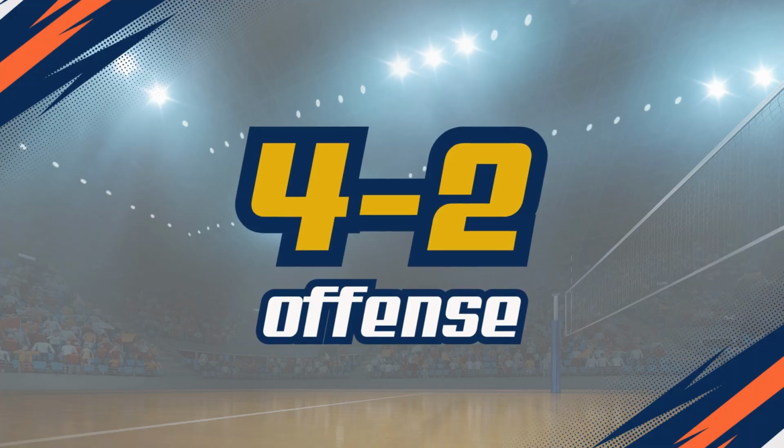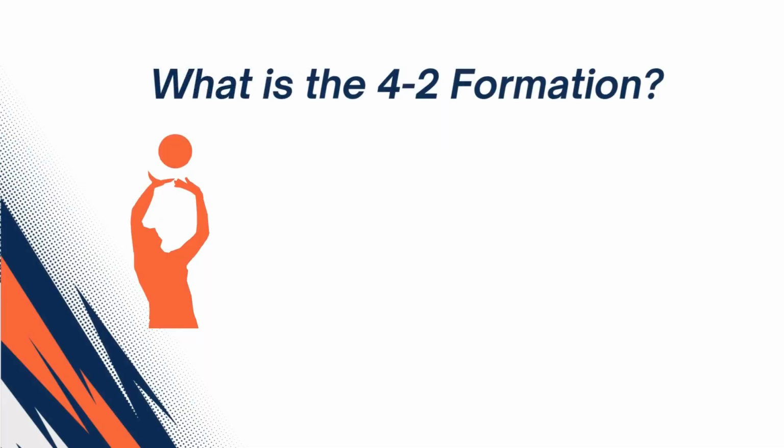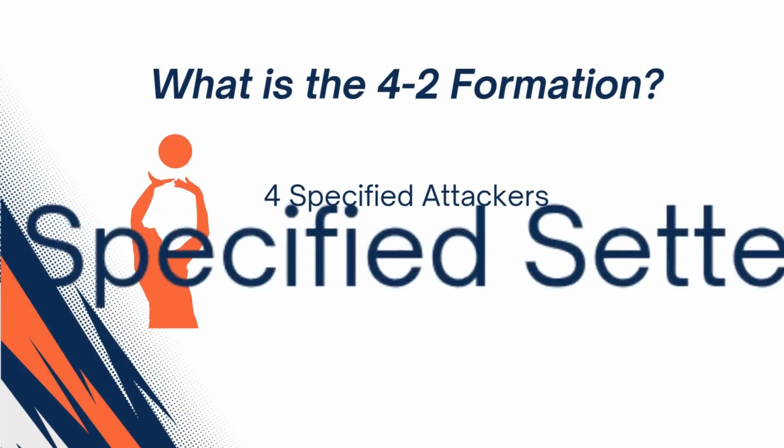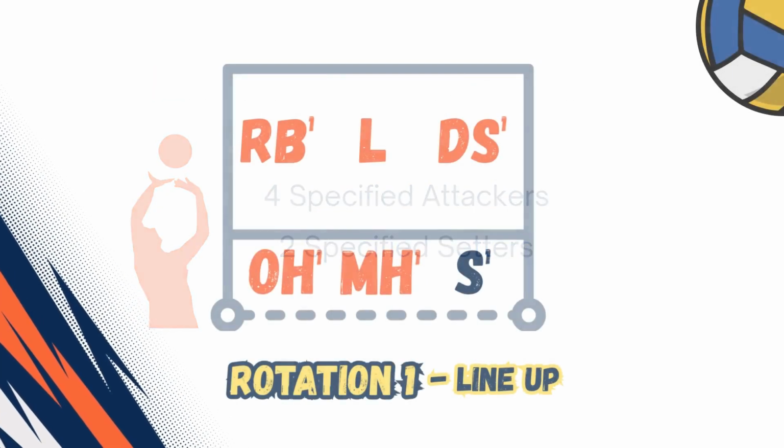Now let's take a look at the 4-2 volleyball offense scheme. So what is the 4-2 formation? The 4-2 formation is a unique and straightforward formation in volleyball. In this system, you'll have 4 specified attackers and 2 specified setters. The key distinction here is that 2 distinct setters will only set from the front row, and they alternate setting responsibilities every 3 rotations. Here is an example of the first 3 rotations. Please feel free to pause at any time.